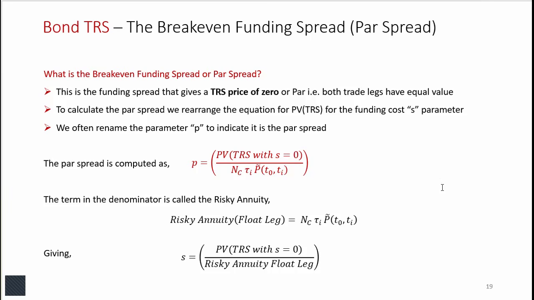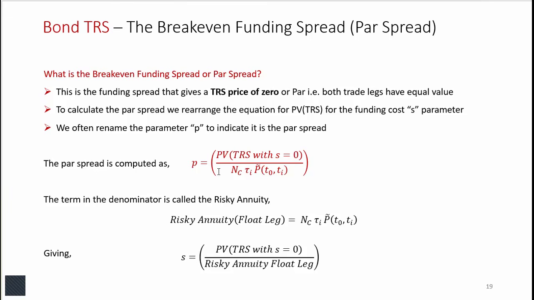Every party would be different, but the fair break-even spread or par spread, we calculate it this way. It's the funding spread that makes the TRS price to zero at inception, price to par. That means both legs have equal value. To calculate the par spread, we rearrange the pricing formula and solve for the S parameter. We often rename that S parameter to P, meaning par spread. And it's computed as follows.